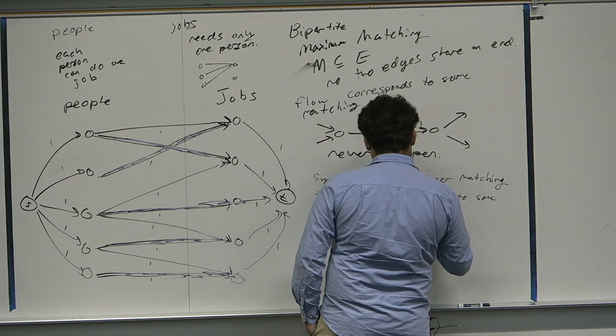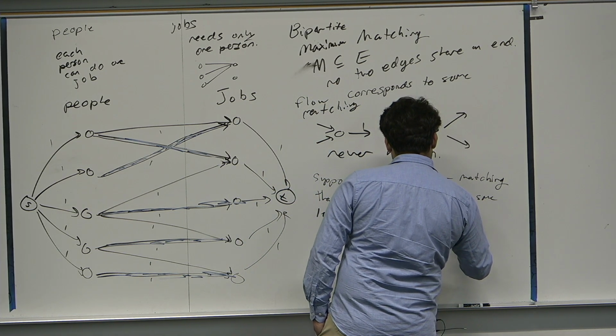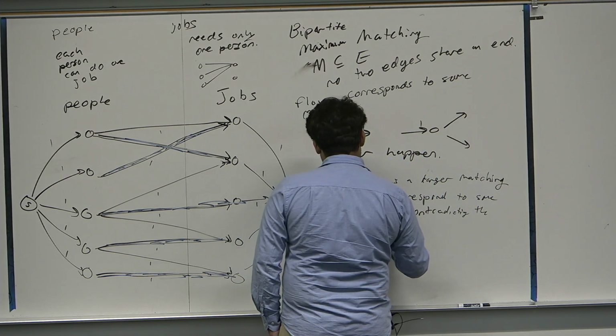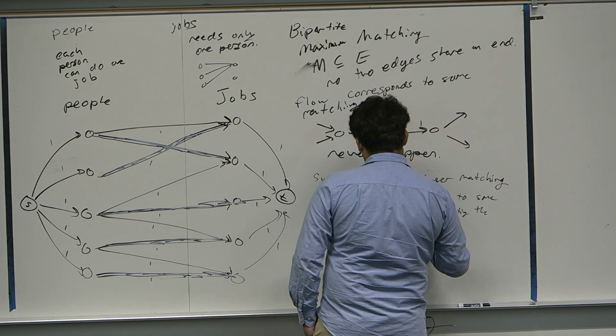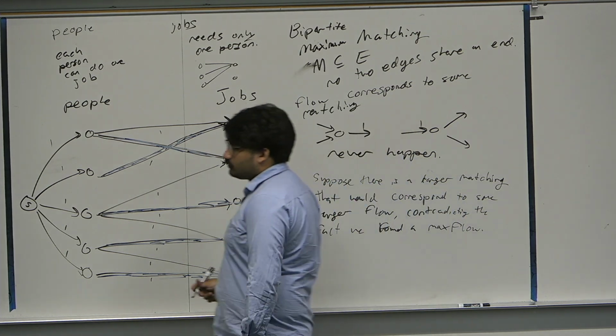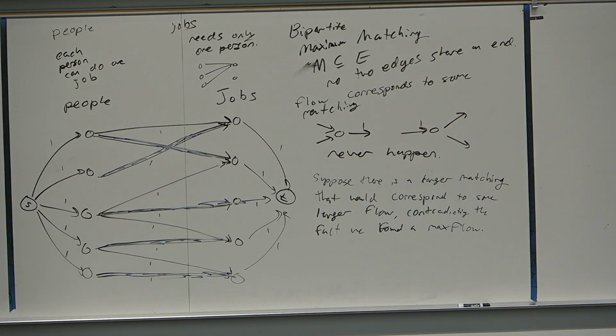Contradicting the fact we found a max flow. And it would contradict the whole Ford-Fulkerson thing that we discovered, right? So if you have found the max flow already, it must be the case that it corresponds to the maximum matching.